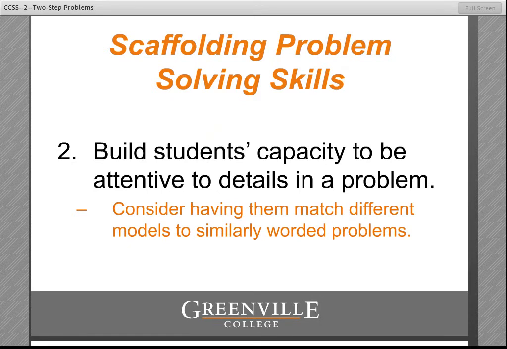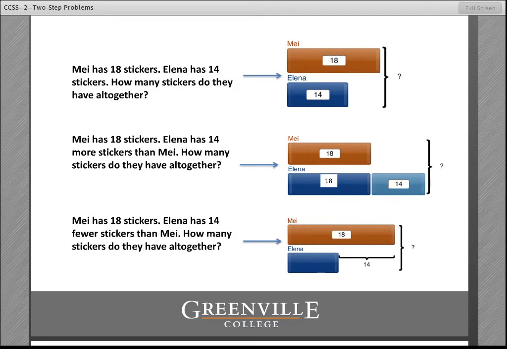By providing students with a set of similarly worded problems, but all of them have different problem types, we can really develop those noticing skills. In this case, the problems all involve the same context, the same people, and the same numbers. I've shown the models that go with each of these problems here.